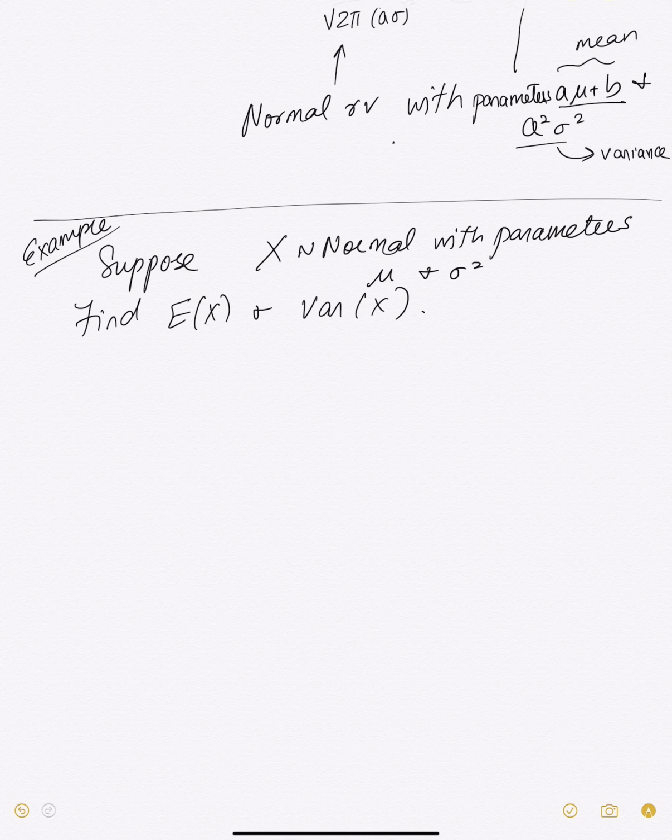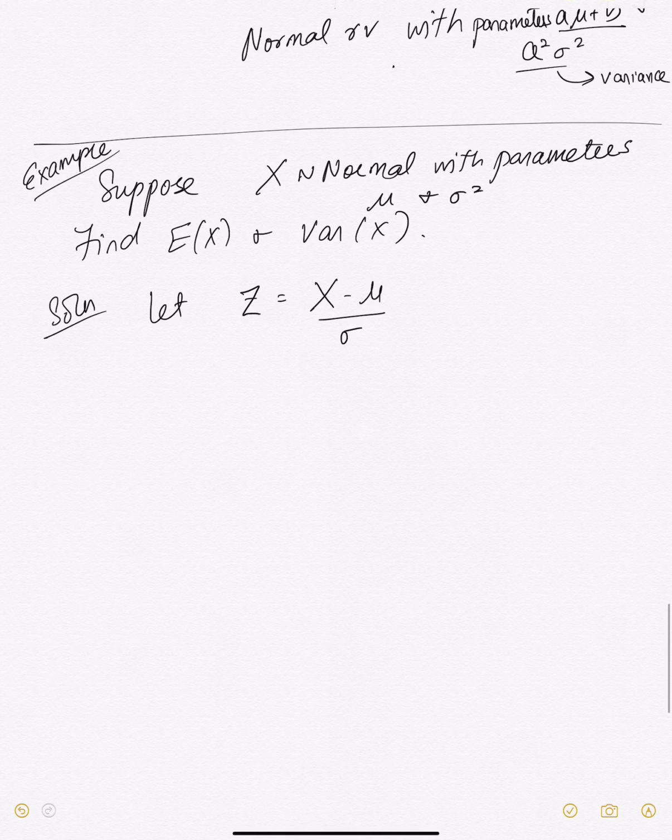Okay, so let's do that. What we're going to do is first let z be equal to (x minus mu) all over sigma. So we've shifted and scaled it, and we've created this new random variable. I can write this as (1 over sigma) times (x minus mu).